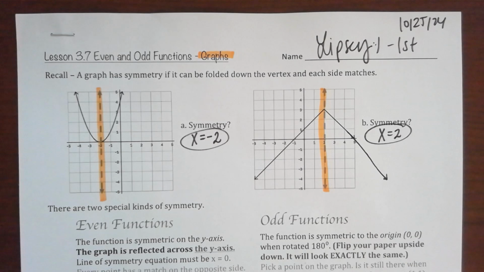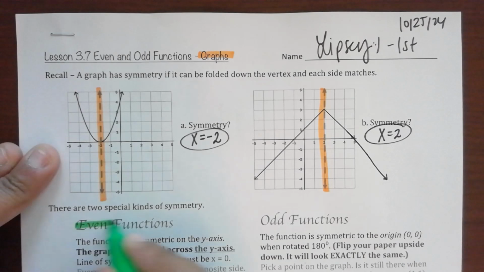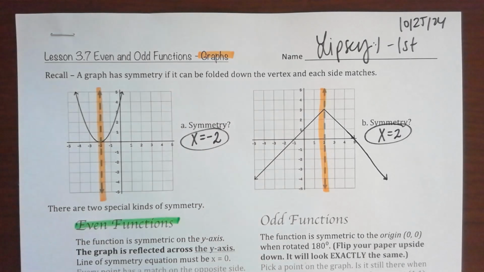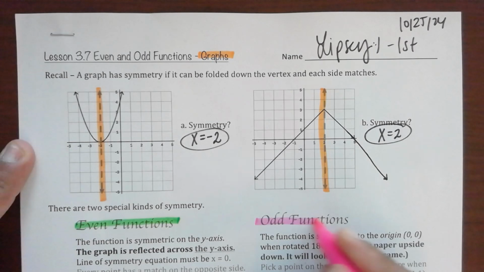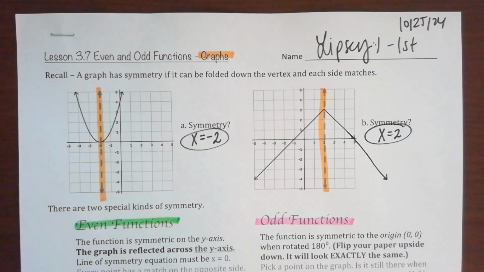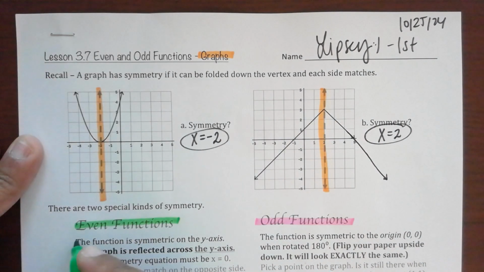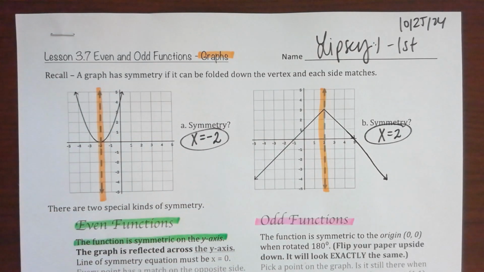Great. Now, there are two special kinds of symmetry. There's even functions, even symmetry, and then there's odd functions, odd symmetry. A function is symmetric to the y-axis. That is the key characteristic that makes it even, meaning the y-axis is the line that splits it in half. If you can't see two halves being separated or split by the y-axis, it is not even.